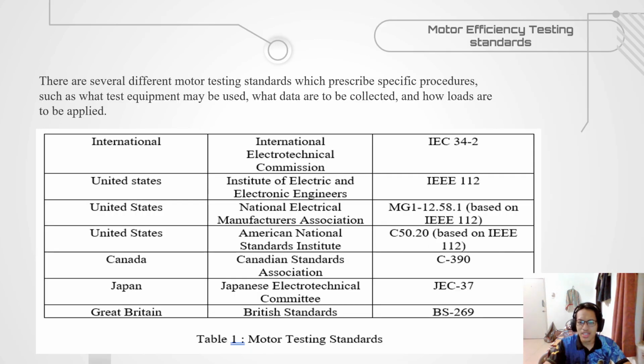What are motor efficiency testing standards? There are several different motor testing standards which prescribe specific procedures, such as what test equipment may be used, what data are to be collected, and how loads are to be applied. This is table 1 that shows motor testing standards that cover all parts of the world.